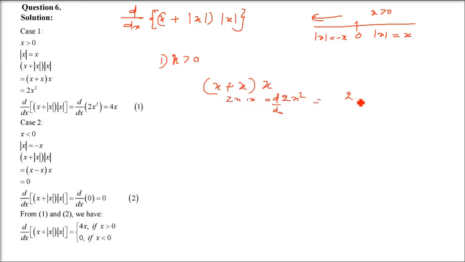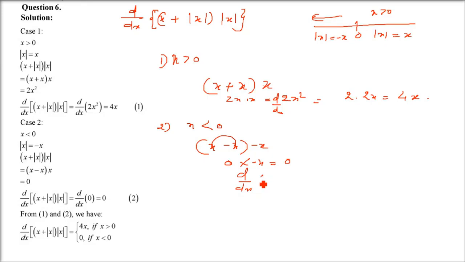And what is the differentiation of 2x square? We have to do d by dx. So it will be 2, x square is 2x, so 4x it will be. Now second one, x is less than 0. So now when x is less than 0, mod x will be replaced by minus x. So x plus minus x into minus x, but it won't affect because x minus x is anyway 0. Differentiation of 0 is 0 only. So we'll get a 0 here, right?